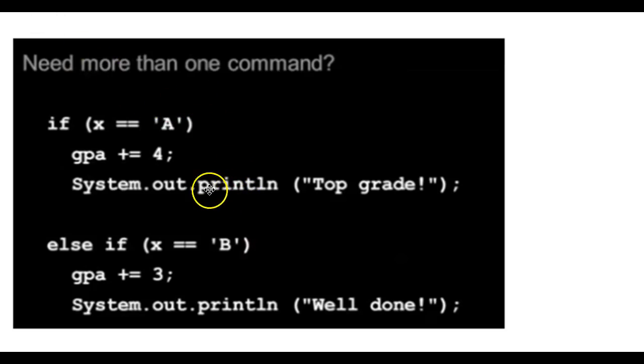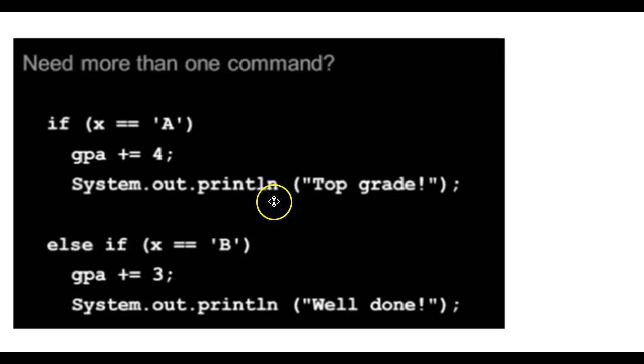Take a look at this. There's a problem with this. This has to have curly brackets. Because what will happen is you're going to get a compiler error with this. If you put this code in as is, you're definitely getting a compiler error. Because what Java would do is say, all right, if A equals A, so compare X to A. If that's true, then GPA plus equals 4. End of if statement.